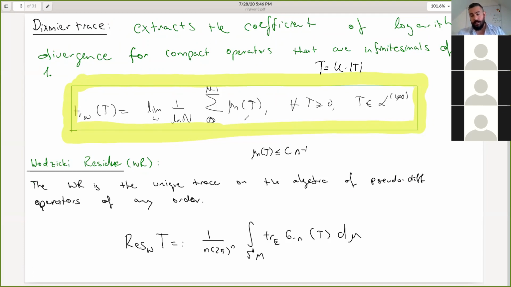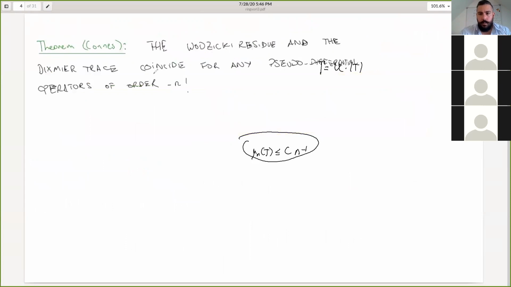The trace of that means the sum of all eigenvalues, and that is not in general defined exactly because of that. It can actually diverge as the logarithm of n, and the Dixmier trace is a way to extract this logarithmic divergence for compact operators. And then I introduced something called the Wodzicki residue, which is basically an integral over those compact operators, or sorry, the differential operators.